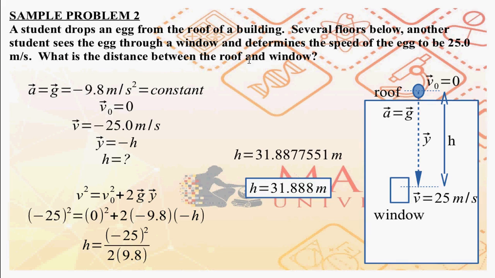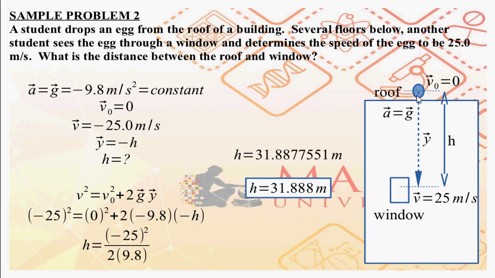So, you have free fall motion. Automatically, the acceleration is acceleration due to gravity, negative 9.8 meters per second squared. The egg is simply dropped by the student. The initial velocity of the egg is 0. The egg will fall down, traveling displacement y, traveling a distance of height h. Y is downward, so y is equal to negative h.